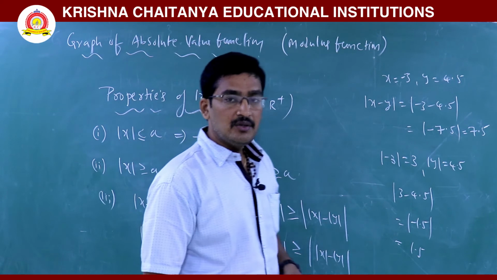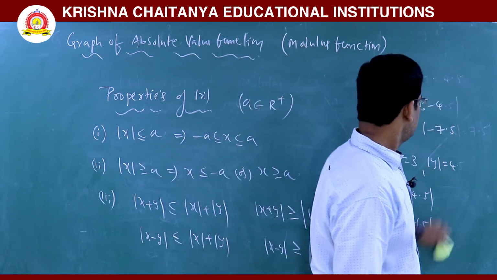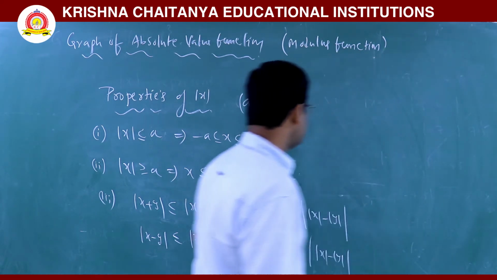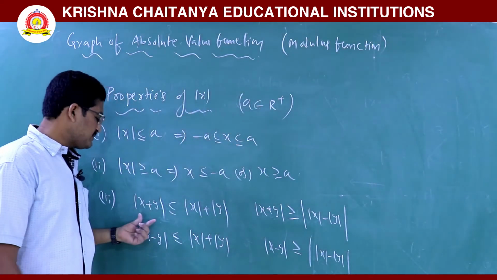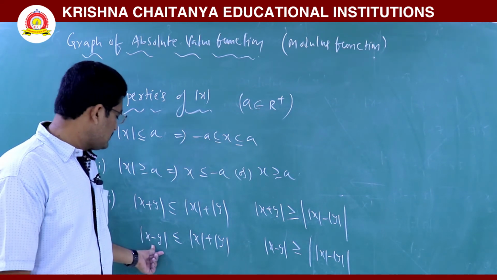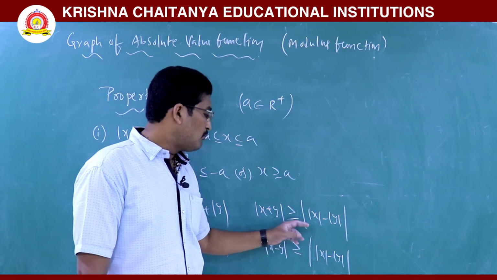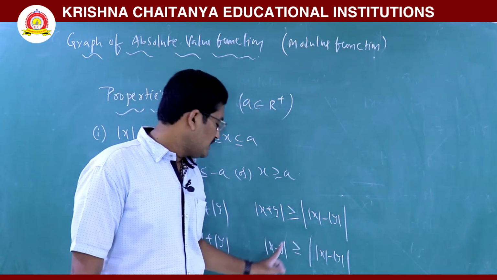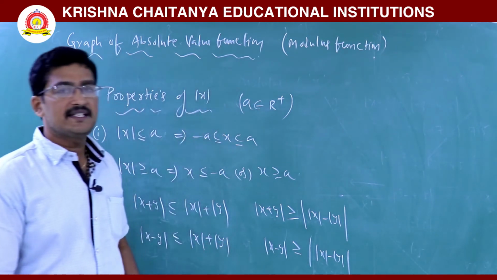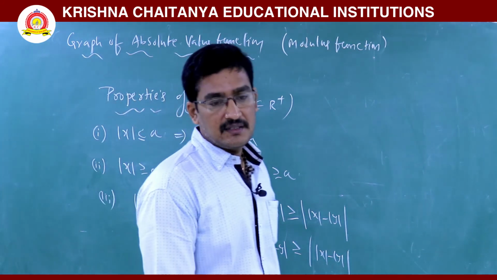So in this way, you have to check all the properties of modulus. The first property: mod of x plus y is always less than or equal to mod x plus mod y. Mod of x minus y is also less than or equal to mod x plus mod y. Mod of x plus y is greater than or equal to the modulus of mod x minus mod y. In the same way, mod of x minus y is greater than or equal to the modulus of mod x minus mod y. So this is something about the modulus function and modulus graph.